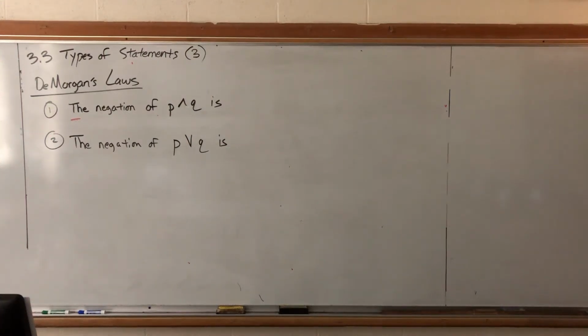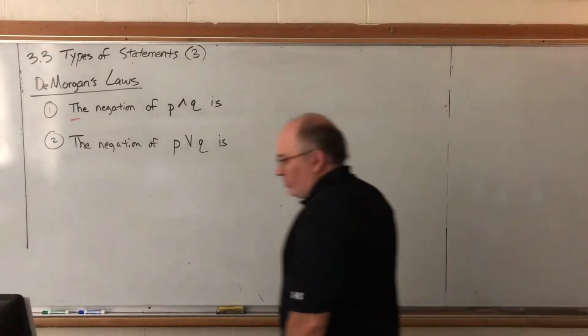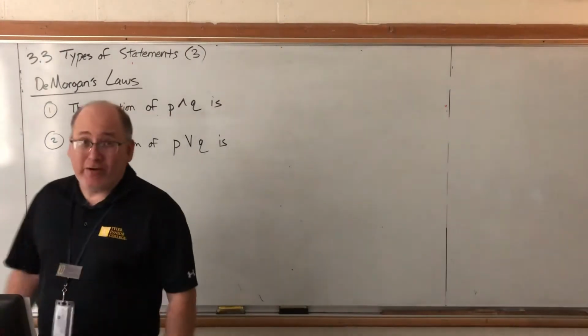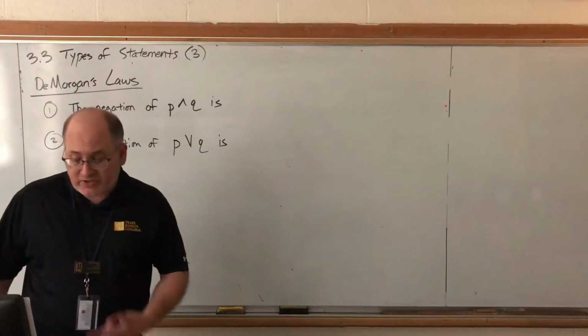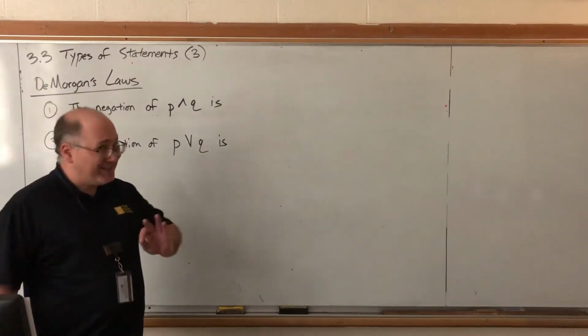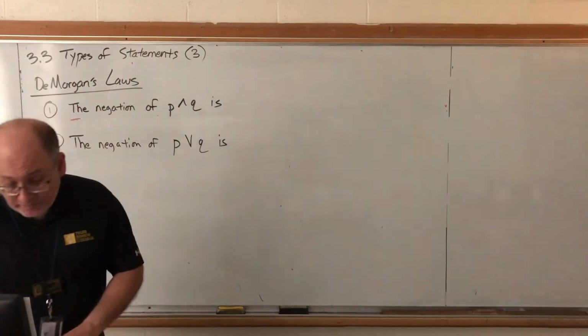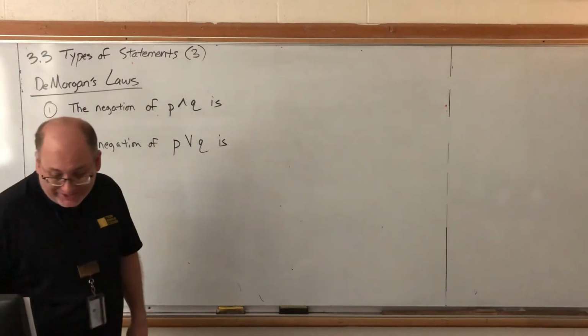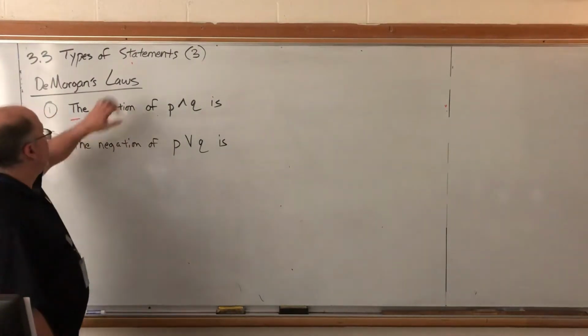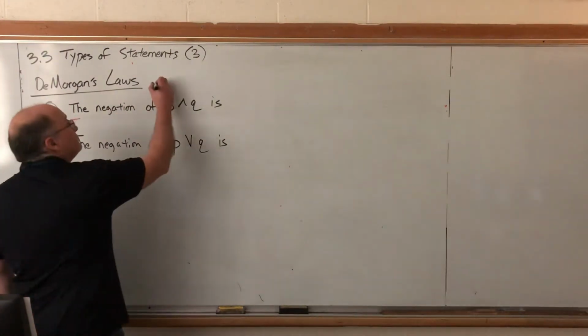Section 3.3, Types of Statements, Video 3. Before we get into De Morgan's laws, I need to warn you about an error in the textbook. It's in the hard copy of the book, which makes me think that it's also in the electronic copy of the book. It's on page 126, where they list De Morgan's laws for logic.